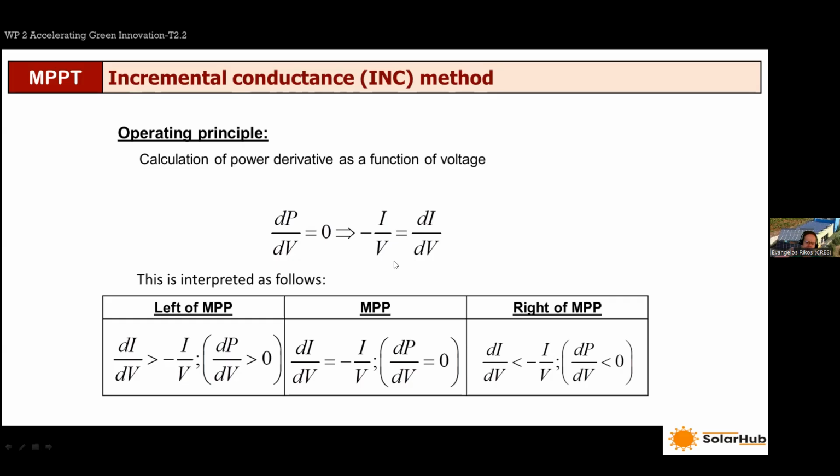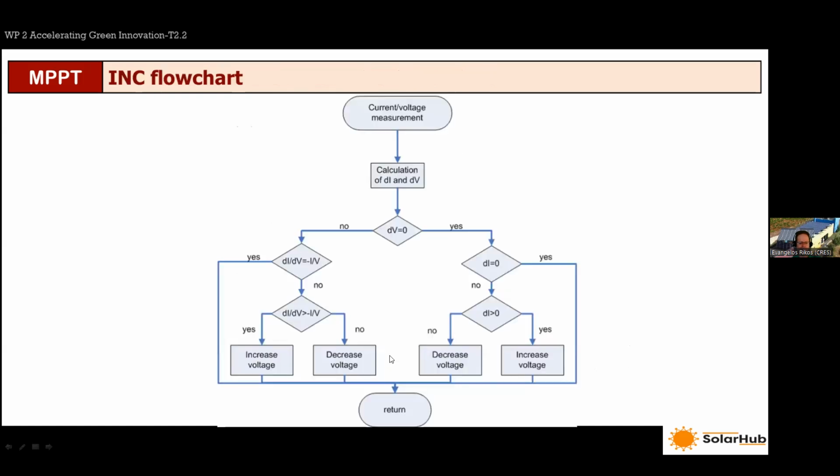And depending on the sign of this relationship, you know that you are on the left or on the right of the maximum power point, unless it's zero, which means that you are exactly at the maximum power point.